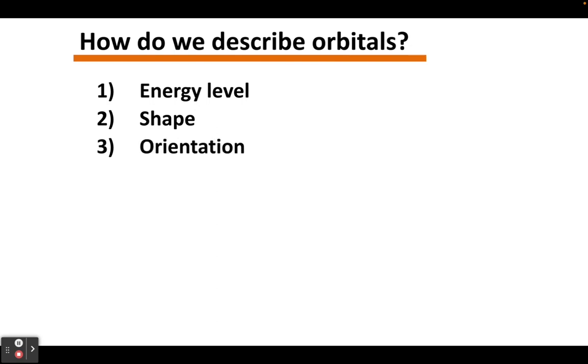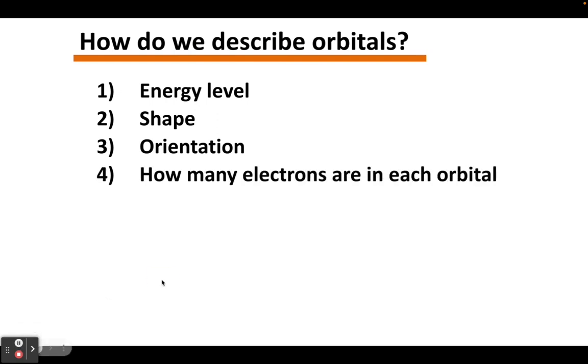3, we're going to have orientation. So we're going to be able to describe the orientation, like how is it oriented in space. We have the 3 axes of the Cartesian coordinates. You have your x, y, z axes. And so we can describe the orbital according to its orientation. And finally, we can tell how many electrons are in each of the orbitals. And we're going to find that the maximum number is 2.